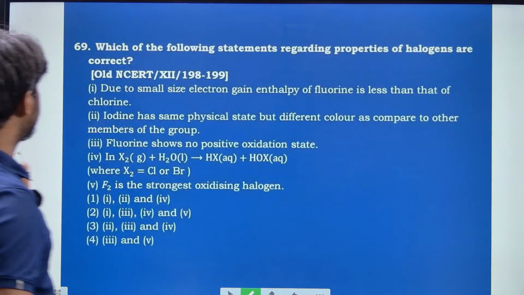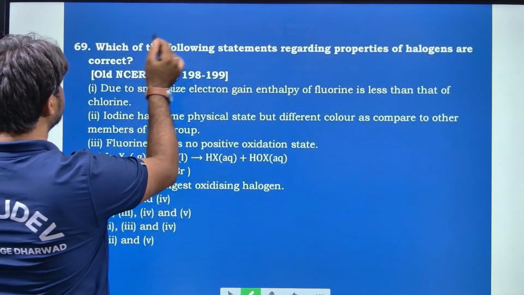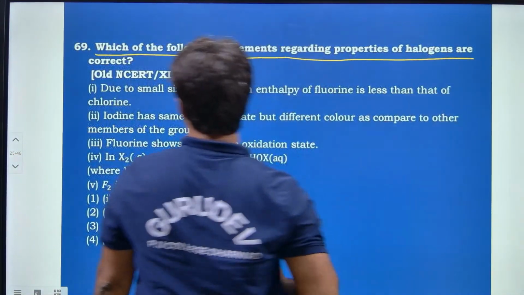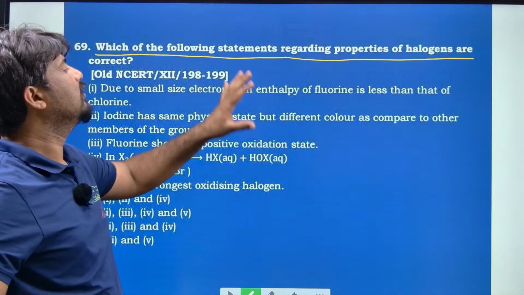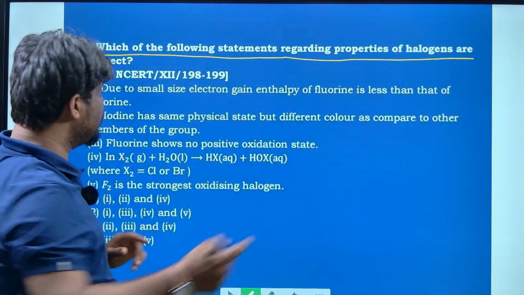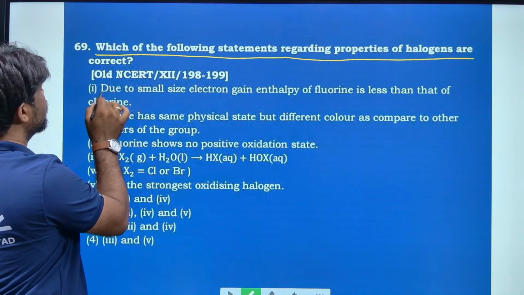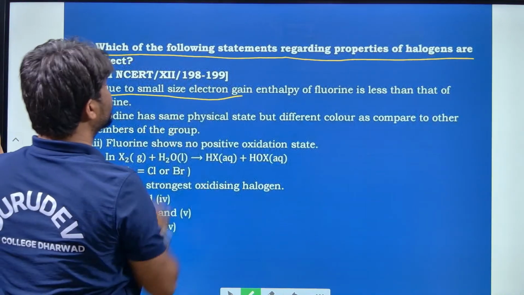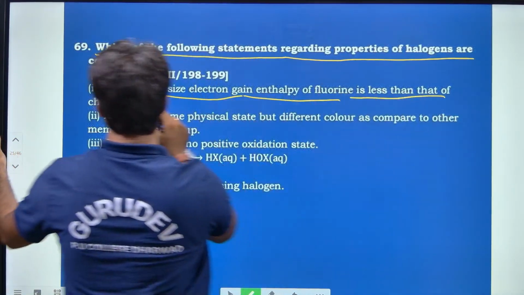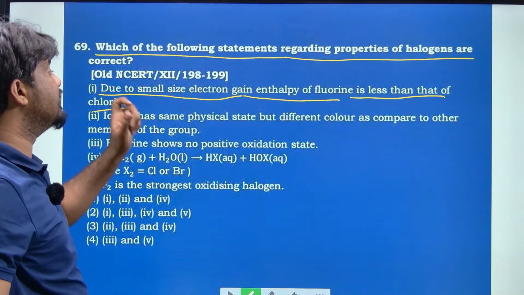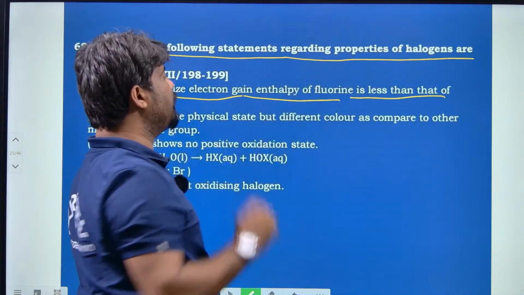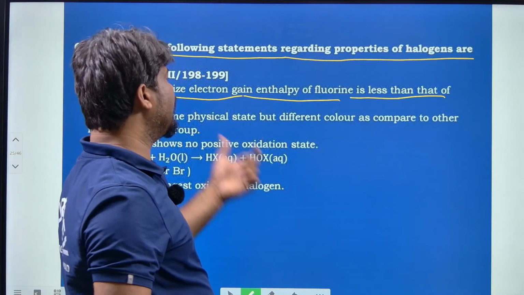Well, dear, I'll go to the next question, number 69. Which of the following statements regarding properties of the halogens are correct? We need to find which statements are correct. Well, read the first statement: due to the small size, electron gain enthalpy of fluorine is less than that of chlorine. Yes, the statement is absolutely correct. Due to the smaller size of fluorine, its electron gain enthalpy is less.